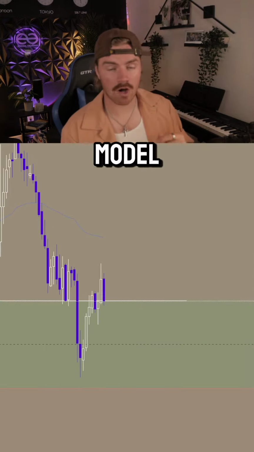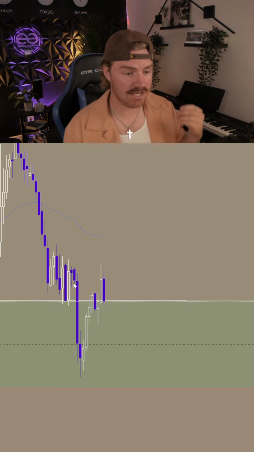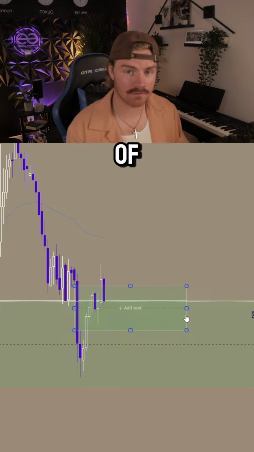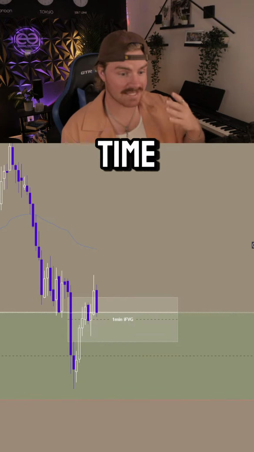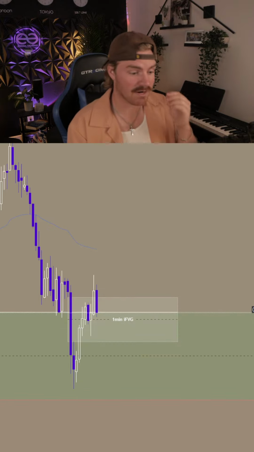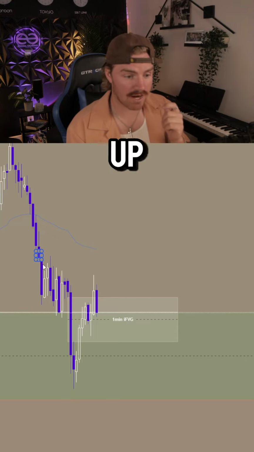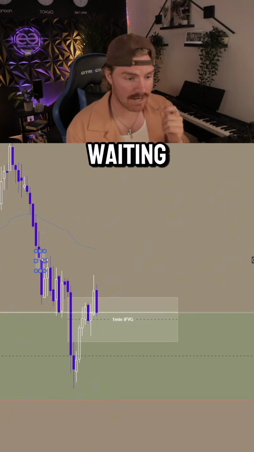The third step of the model is waiting for the first IFEG, or 1-minute bearish fair value gap, to get inverse, and that's where I would target my long off of. Now, because I was teaching my students at the time, I didn't even see this entry, but I did wait for the next IFEG that was still a very valid entry right up here, this bearish fair value gap that I was waiting for us to inverse.